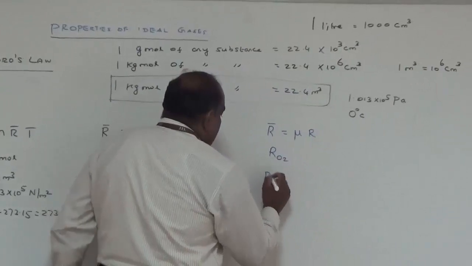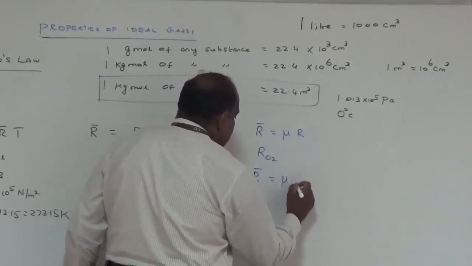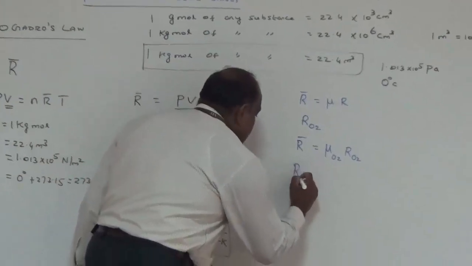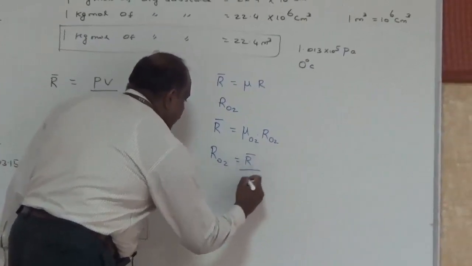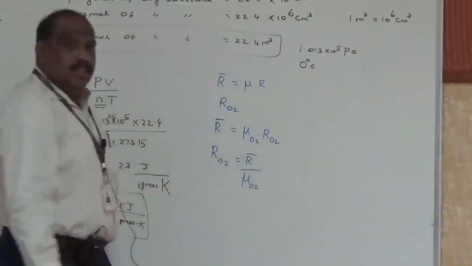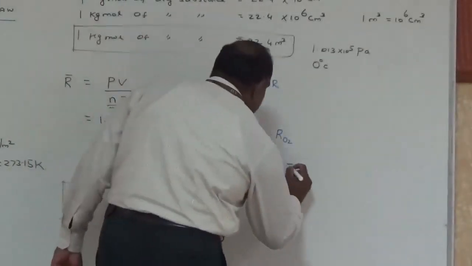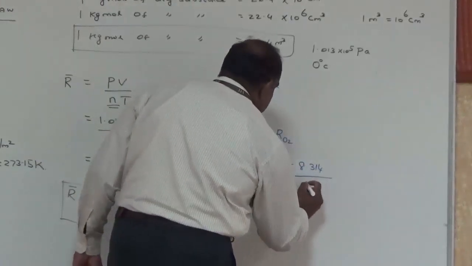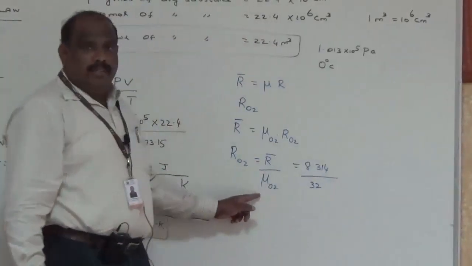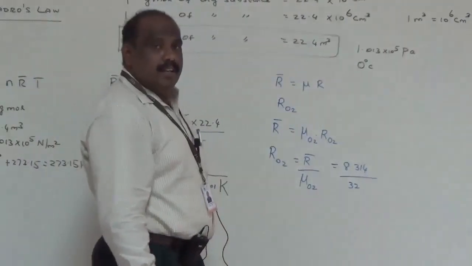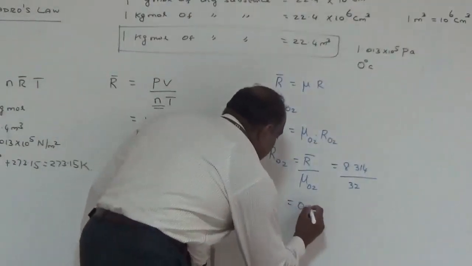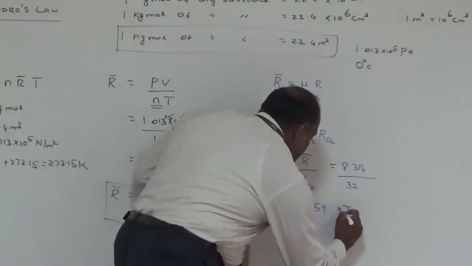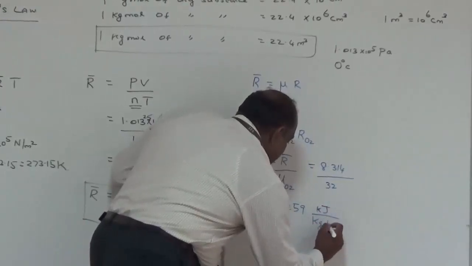The same formula can be written as R bar equal to mu of oxygen into R of oxygen. Now I want R of oxygen, which is R bar by mu of oxygen. R bar is 8.314 divided by mu of oxygen. Mu of oxygen is 32, because mu is the molecular weight, and the molecular weight of oxygen is 32. So what is the answer? 0.259. What is the unit? The unit is kilojoules divided by kilogram Kelvin.